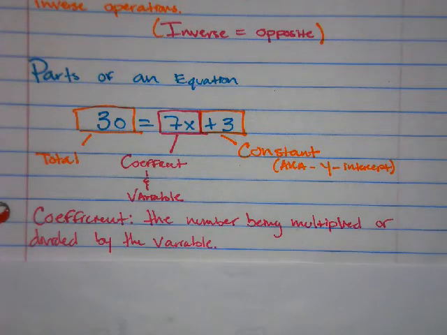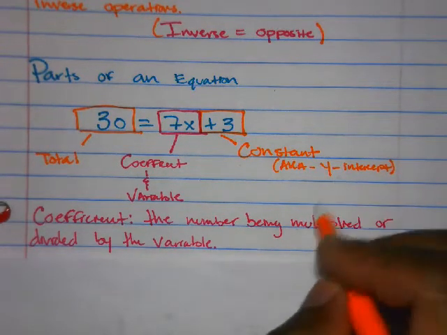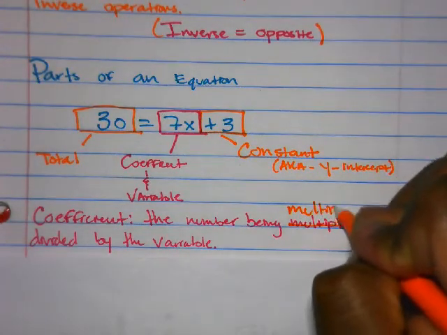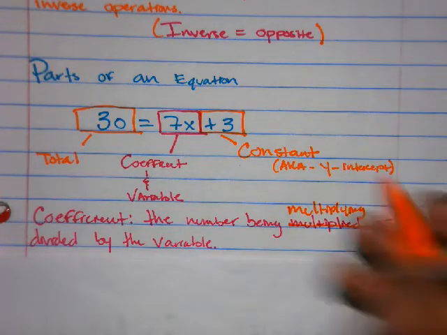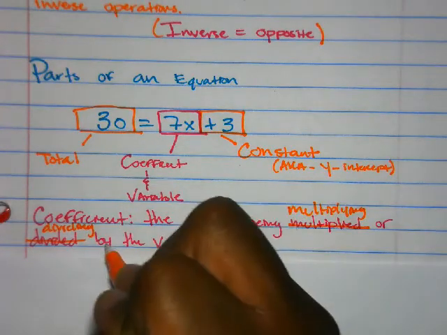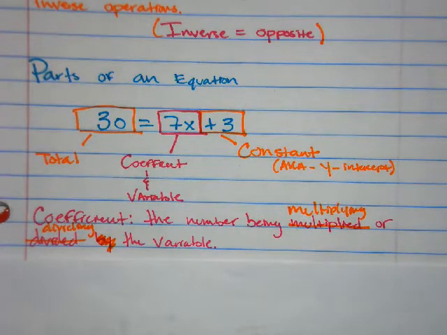So what is the coefficient? The coefficient is the number being multiplied or divided by the variable. Or you could say the number that is multiplying or dividing the variable. That would be a better way for me to write that definition. So the coefficient is the number multiplying or dividing the variable.